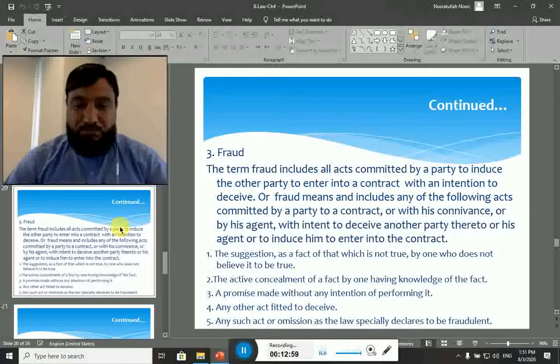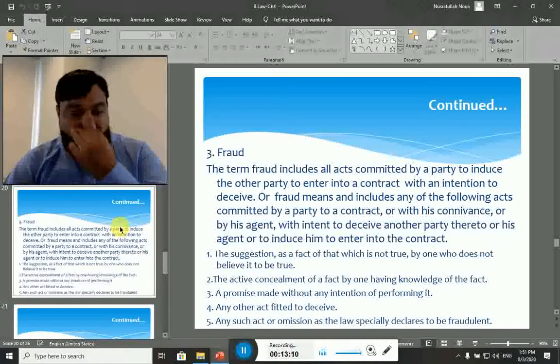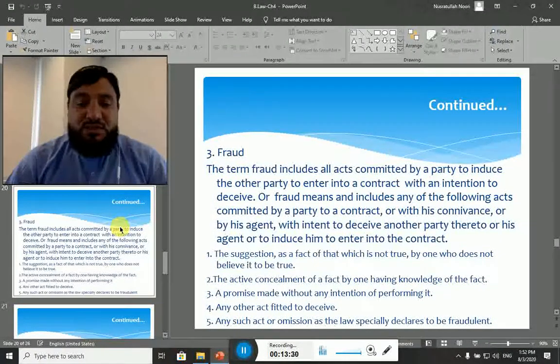Another thing which comes under fraud is a promise made without any intention of performing it. For example, someone promises someone else to perform an act, and in his heart he has the intention not to perform it. This is also called fraud. So if you have taken the consent of anyone by this, his consent is not free.